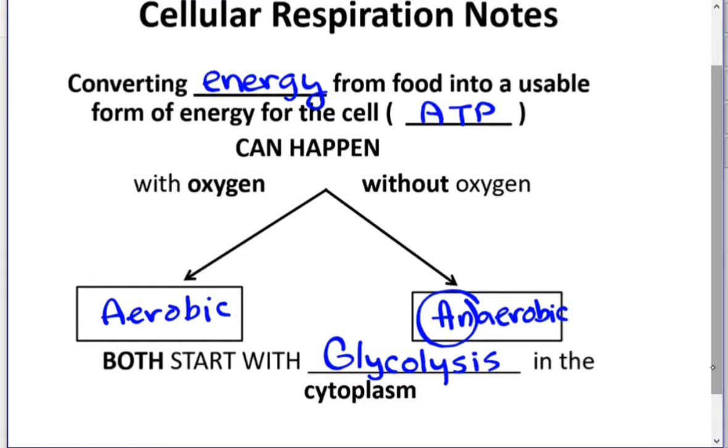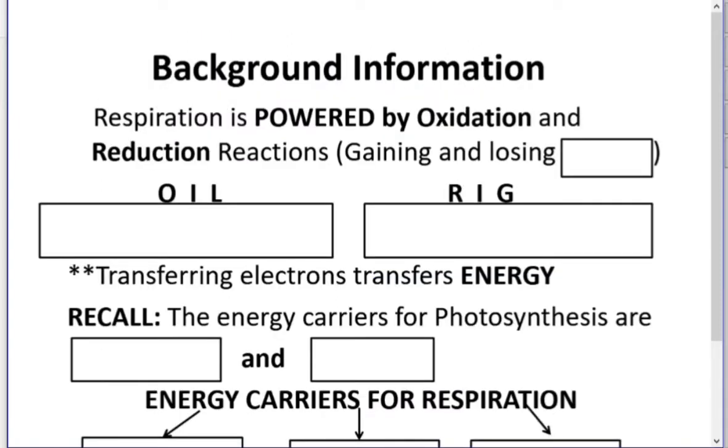The next page is background information that I think is helpful to understand this. You will not learn this in detail until chemistry next year. Okay, but cellular respiration is powered by something called oxidation and reduction reactions. And it's all about transferring electrons. Remember, electrons are held in what part of the molecule? The bonds or the nucleus? The bonds, okay? And we talked about yesterday how making a bond stores energy and breaking a bond releases energy. It's all about the electrons.